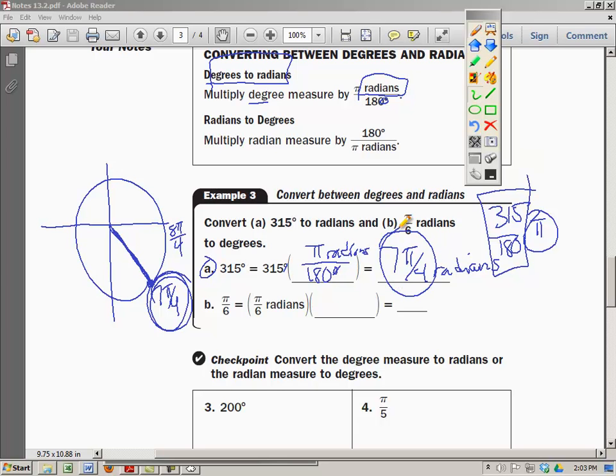All right, what if I was going the other way? What if I was changing pi over 6 to degrees? Well, if I know from my unit circle from yesterday, pi over 6 is the same thing as 30 degrees, and I should see that on my unit circle. If I don't, then I say, all right, I want to get rid of radians, so I want radians on the bottom, and I want degrees on top. So 180 degrees over pi radians. Notice that pi cancels with pi, radians cancels with radians, and so I get 180 degrees over 6, and 180 over 6 is simply 30 degrees.